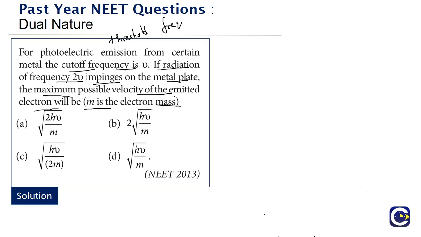So here we have to again state, it's a straight application of Einstein's equation for the photoelectric emission. What is it? Energy of the incident radiation, h into 2 nu, minus work function. So if the cutoff frequency is nu, work function will be equal to h nu. So in place of work function, we will substitute h nu, is equal to the KE max. KE max is half into m into v square. So this v is basically the maximum possible velocity of the emitted electrons.